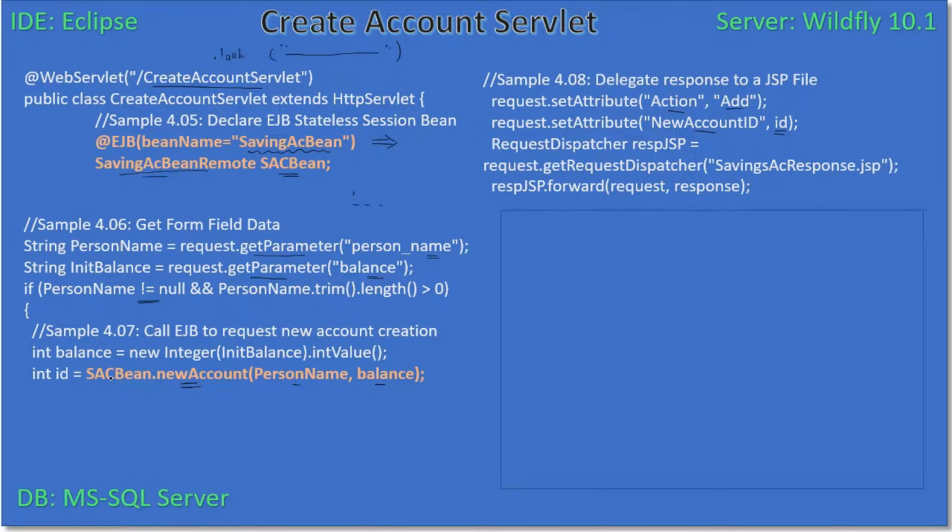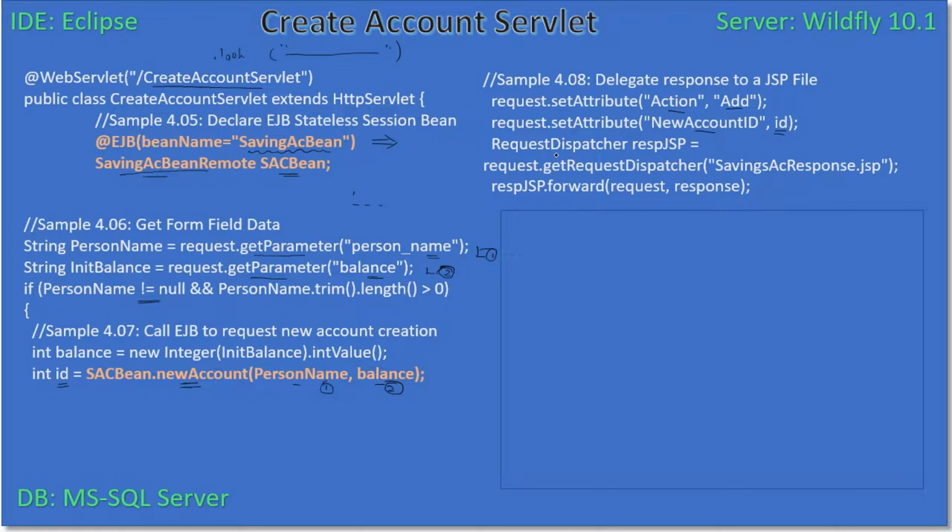So in the bean itself we are making a call to newAccount and we are passing whatever we collected here, person name and the balance. These two are fed from our HTML form, right? Those two pieces of information we are passing to our saving account bean, and it's simply a method call, and the method returns the newly created ID. And we are using that ID in the setAttribute method of the request context.